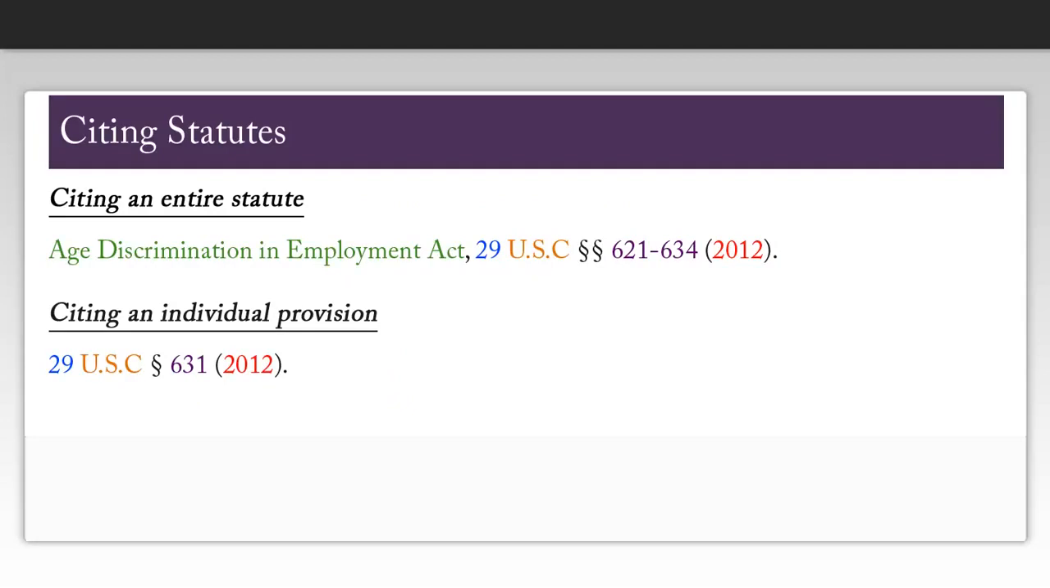Now that we've found all the elements we need, we can create our citation by plugging each of those elements into the format we laid out earlier. Note that the difference between citing an entire statute and citing an individual provision is that when you cite an individual provision, you do not include the official name of the act, and you only include the specific section that you're citing rather than the span of sections.